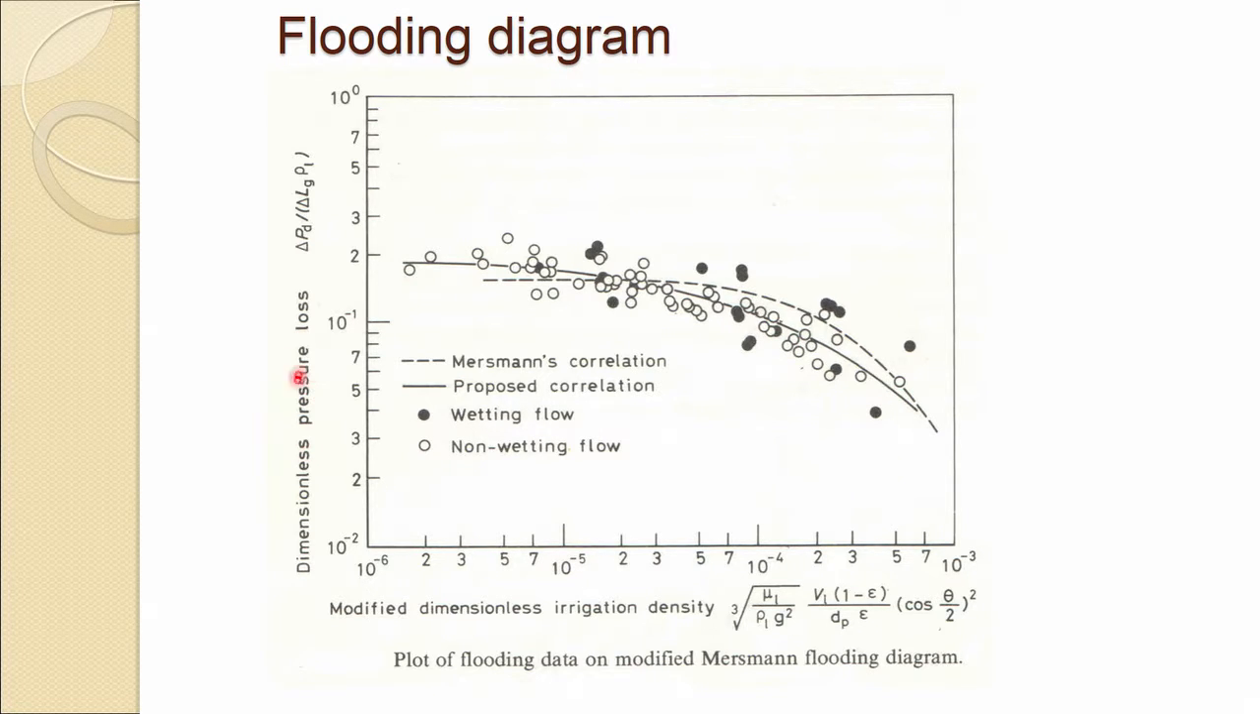So, on one side we have a dimensionless pressure loss, and on the x axis we have a dimensionless irrigation density. Any reactor should usually be operated in this regime. So, flooding should not occur. If it goes above that, then it is not good. It should not go into this regime, and then lots of operational problems will come into the picture. So, using the diagram, one can check whether the reactor or the process is operating below the flooding limit.